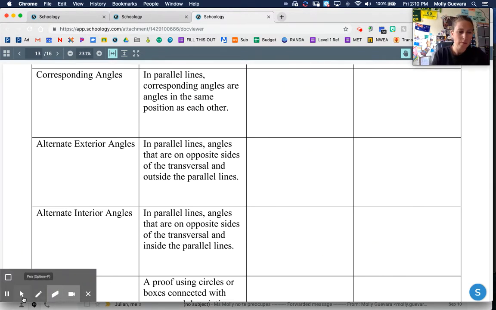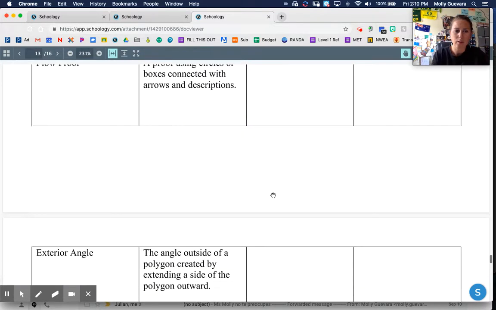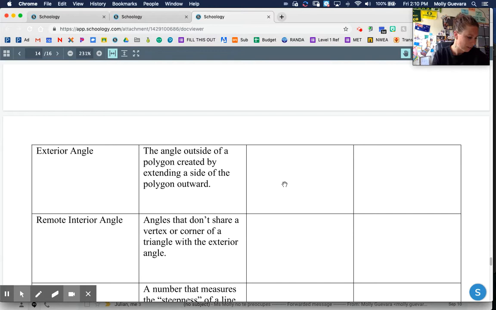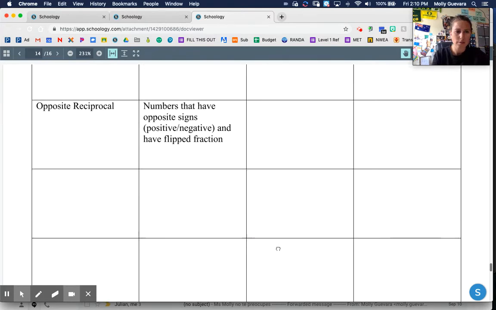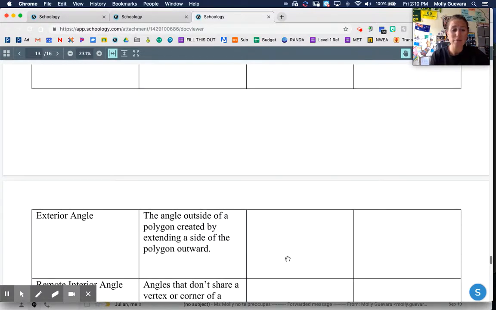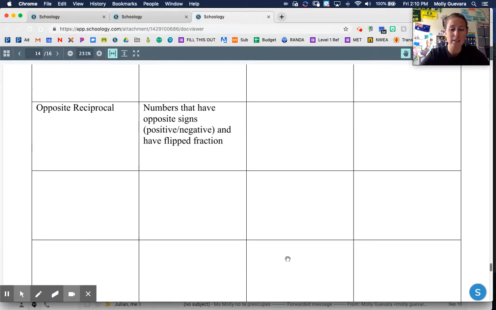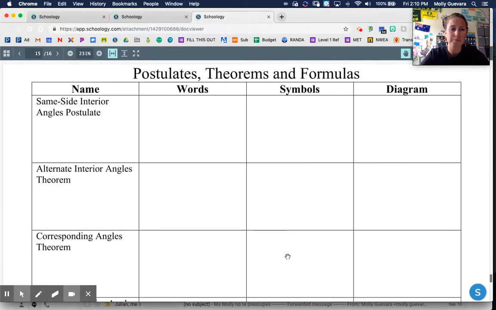We have one more definition, and then we're going to go into, oh, I'm a big fat liar. I'm not doing, just kidding, no more. Okay, so that's going to be it for terms. So then let's go down to postulates, theorems, and formulas. Let's talk about these.